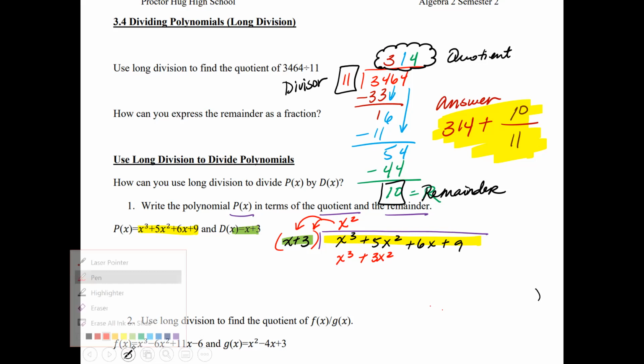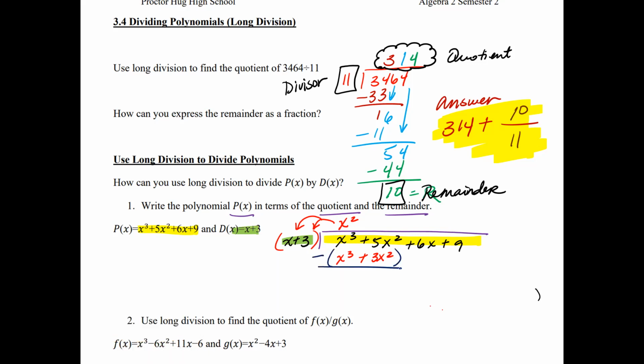3x squared. And then remember, you're going to subtract it, right? And so if you subtract that, 5x squared minus 3x squared is 2x squared, and you bring down your 6x like that.